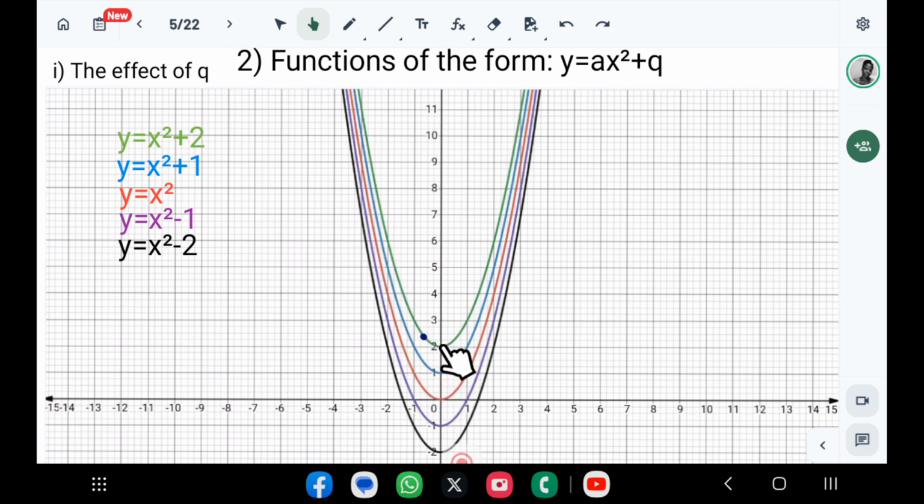Now what happens when your q is negative? Your graph is shifted down by the q units that you're subtracting. So for y equals x² - 1, the graph is shifted 1 unit down. That is the purple graph.